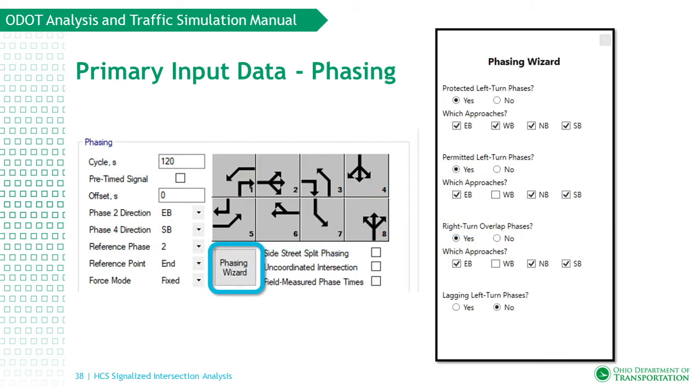The phasing wizard can be used by the analyst to define the phasing scheme in the NEMA dual ring format. After selecting which phases are protected and permitted, the appropriate phase numbers will be assigned to the movements. For protected, permitted left turn movements, such as the case with the eastbound, northbound, and southbound left turns in the sample project, yes should be selected for the protected left turn phase and the permitted left turn phase. Because the westbound left turn phase is protected only, the permitted phase box is not checked for this movement. Similarly, right turn overlaps can be assigned.